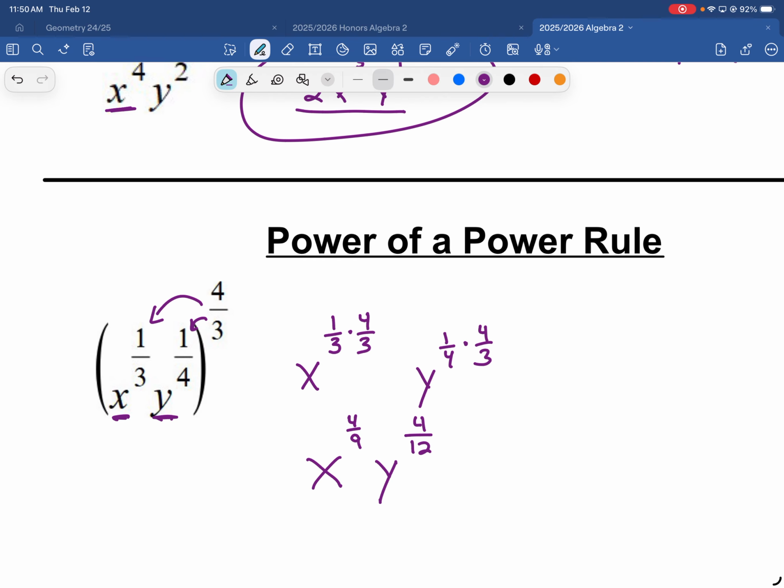You should reduce the ratio if you can. 4/9 cannot be reduced. Why? What goes into both 4 and 12? So 1/3. We can't combine those two things because they're different bases. We're done. They're both positive. We're in good shape. We've done what we need to do. Questions with the power of a power rule?